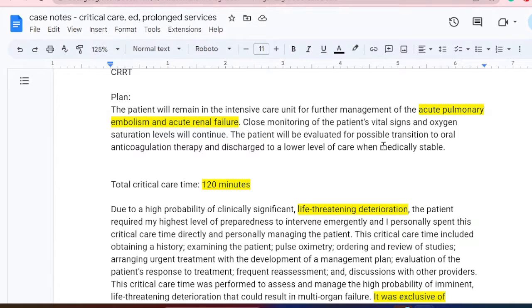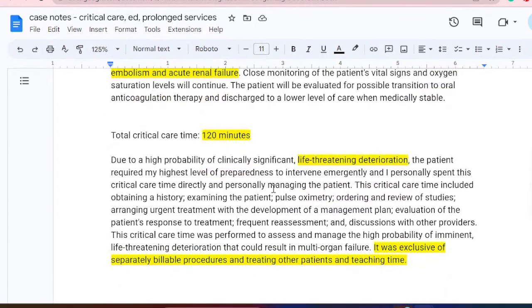So, for this case here, I highlighted a couple of things. So, this patient has an acute pulmonary embolism and acute renal failure. We have the total critical care time. Now, total critical care time, again, that has to be that the provider was exclusively treating that patient. They weren't looking at other patient notes, treating other patients. The documentation is really good for this one. So, due to a high probability of clinically significant life threatening deterioration, patient required a lot of intervention.